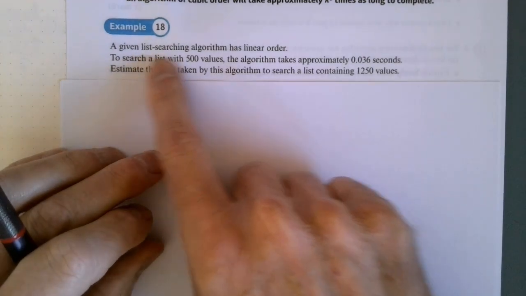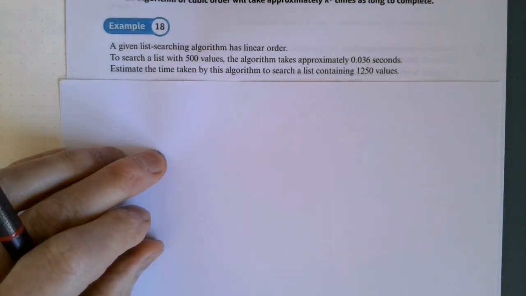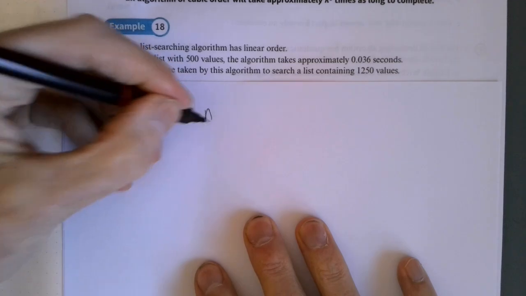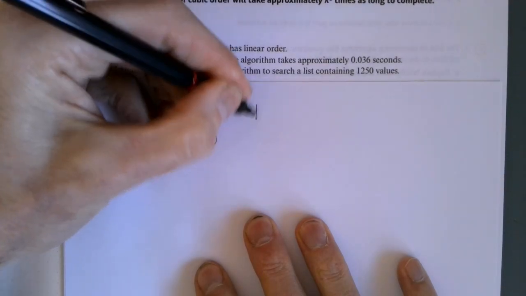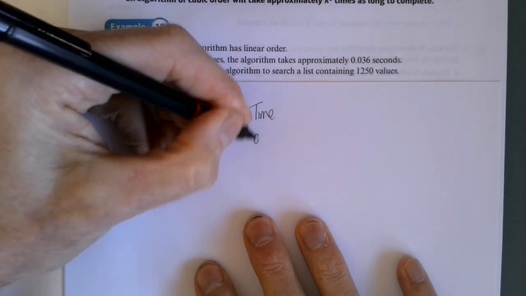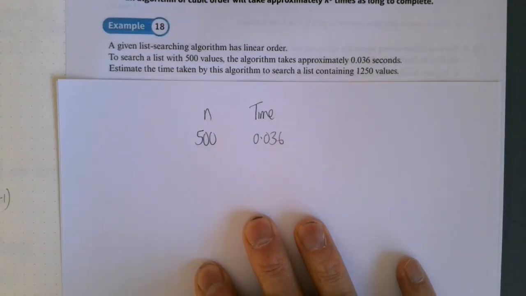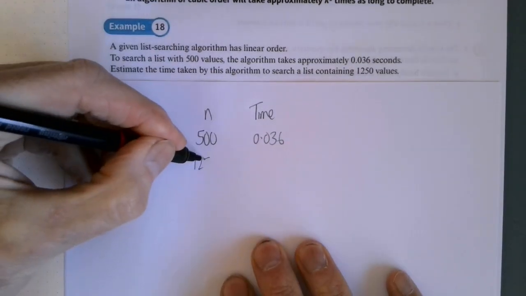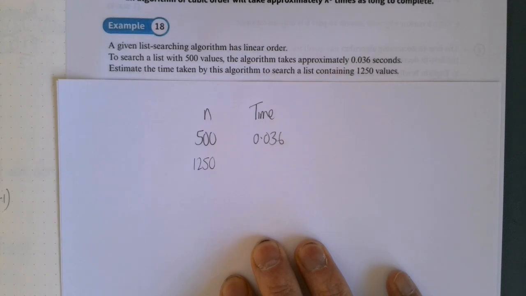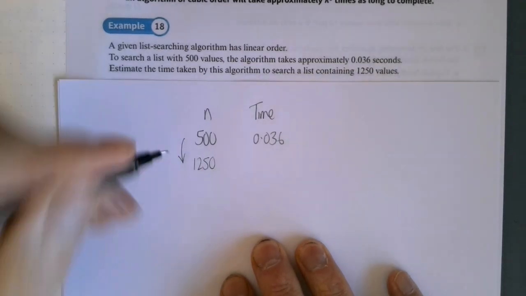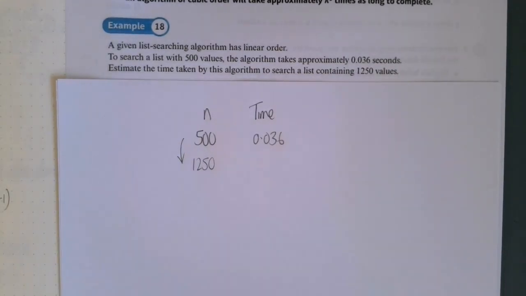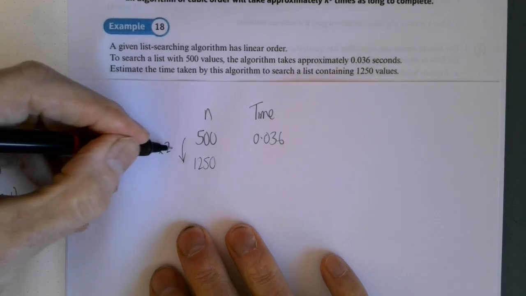So a particular list searching algorithm has linear order, and 500 values take 0.036 seconds. How long would it take to search this? So what's the multiplier there? Well, it's happy days, isn't it? We're back to good old after divided by before to work out the multiplier. So is that 2.5? I think so.